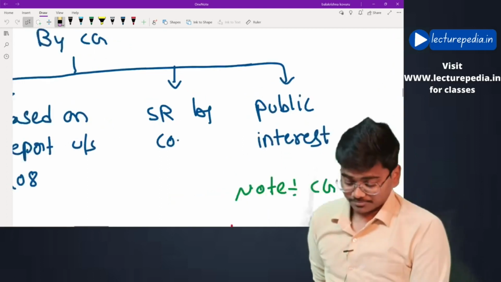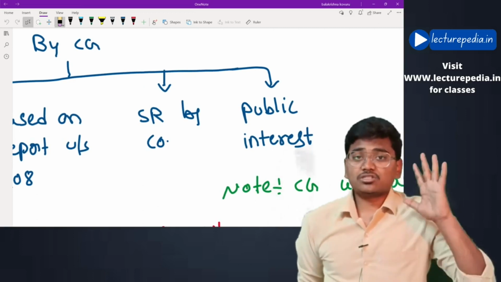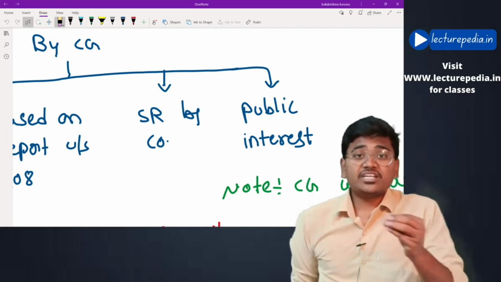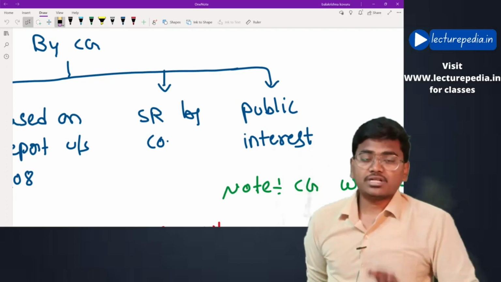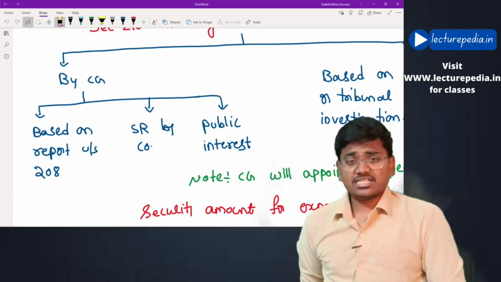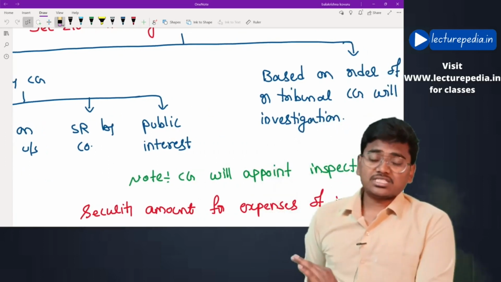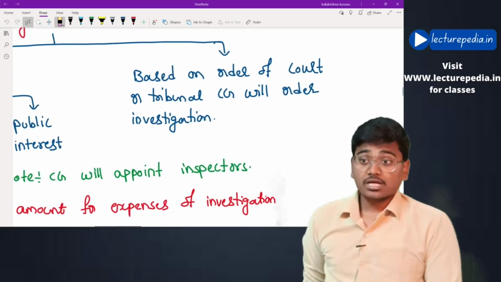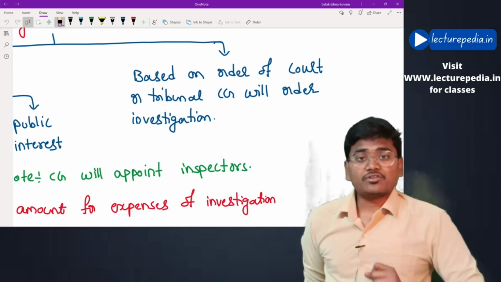Or the company, in the annual general meeting, shareholders of the company by passing a special resolution decide that the affairs of the company must be investigated. Even in that case, the central government will conduct investigation. Or in the public interest, the central government itself, suo motu, can order the investigation. Those are the situations in which the central government will order investigation. Next, based on an order of a court or tribunal, the central government will order investigation.